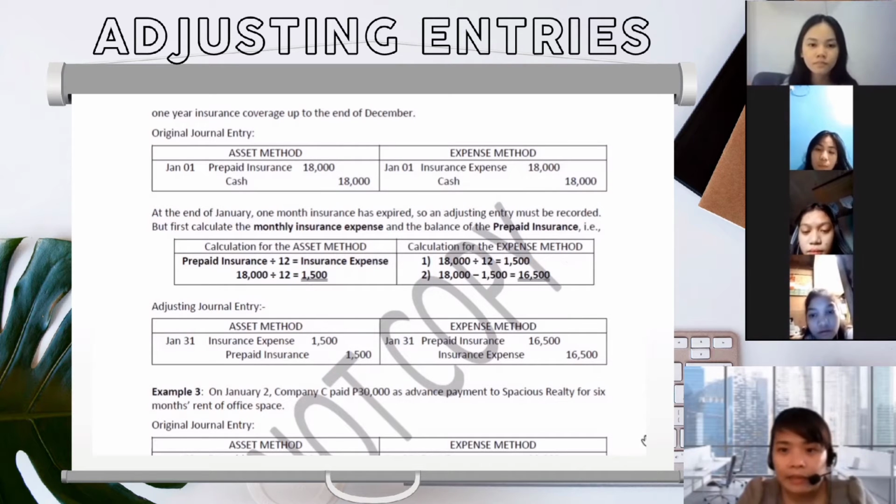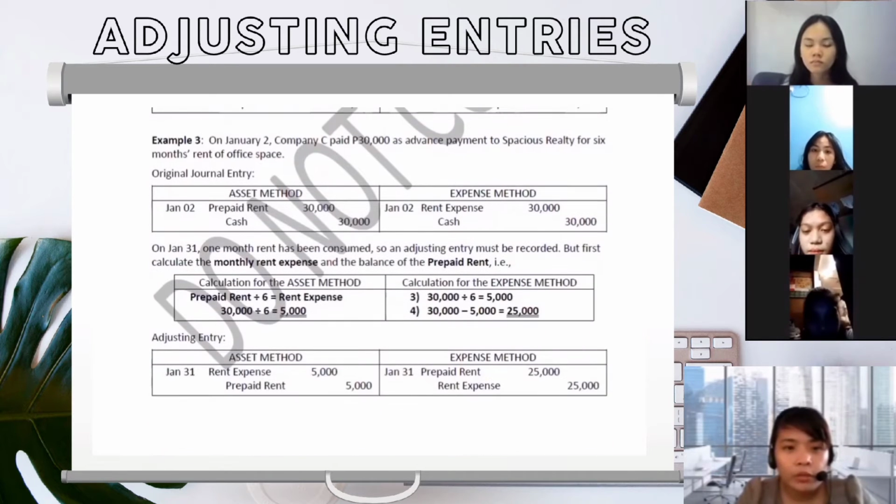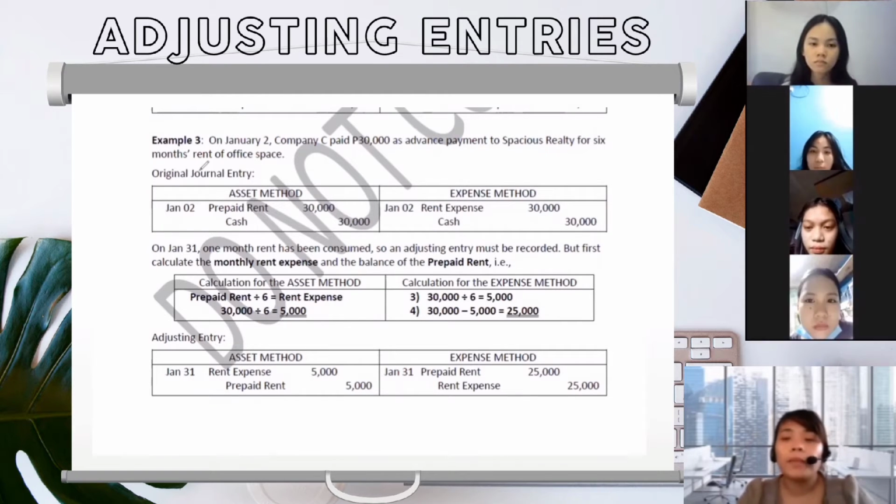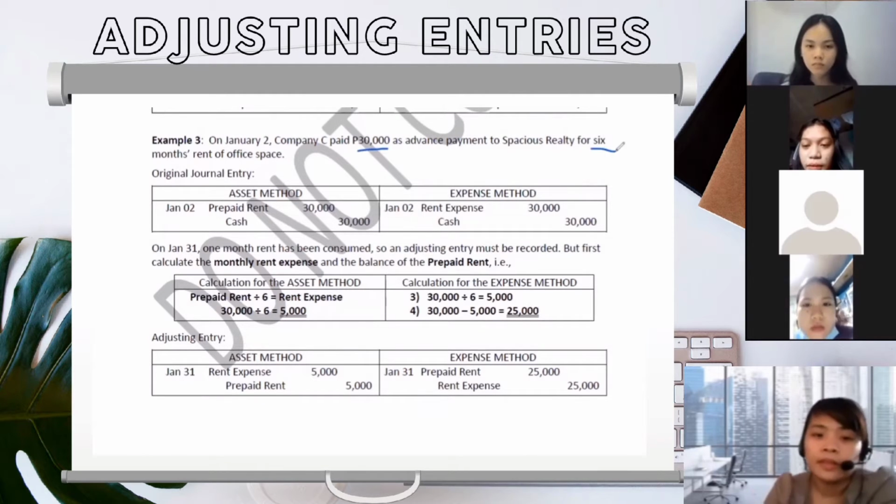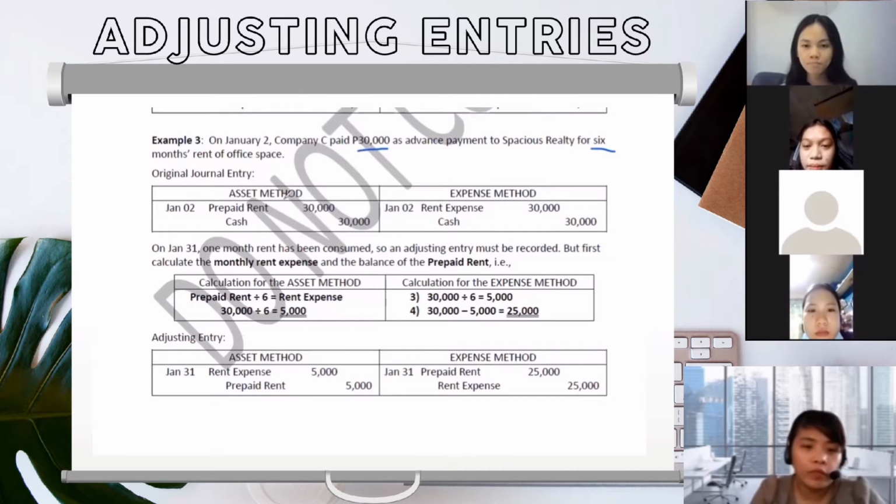Example naman to ng rent. Sabi naman, on January 2, Company C paid 30,000 as an advance payment to Spacious Realty for 6 months. So, ang tanong, magkano per month ang renta? Yung 30,000 is for 6 months na renta. 5,000 po. Okay, very good.